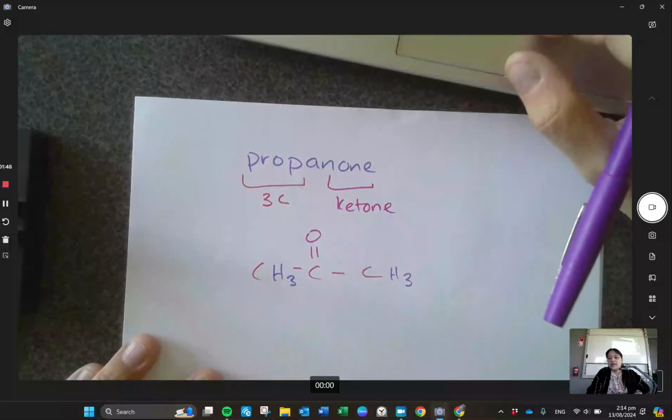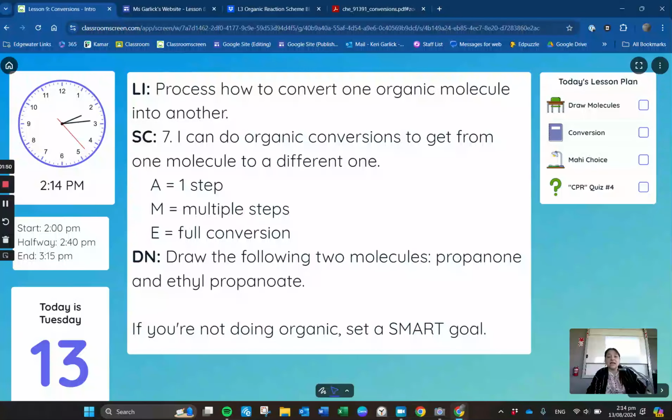All right, next one that was on there is a little bit trickier because we're now dealing with our esters. We are dealing with ethyl propanoate.